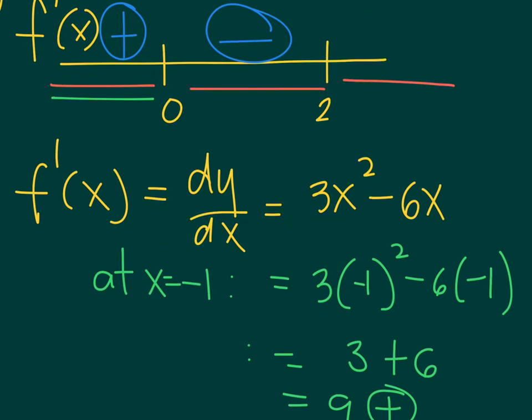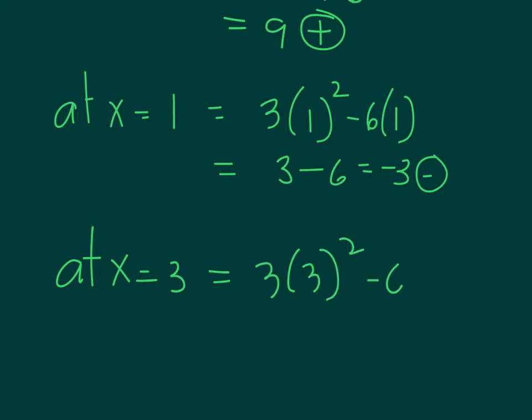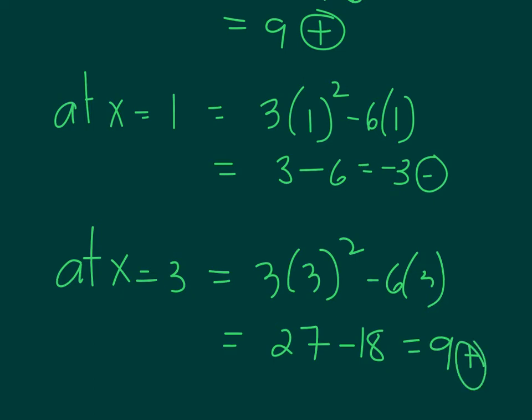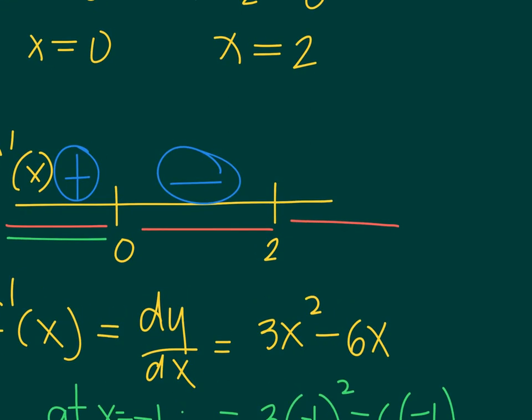And then last is a number after 2, say at x equals 3. So 3 times 3 squared minus 6 times 3 is equal to 27 minus 18, and equal to 9, and that's a positive number. So we place on the table, on the number line, a positive sign.